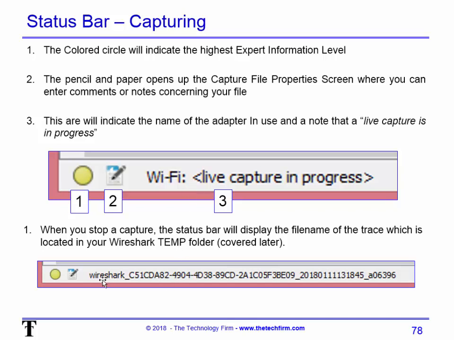And now it gives you this big long file name. This is located in your Wireshark temp folder. That may be totally different than your Windows temp folder.